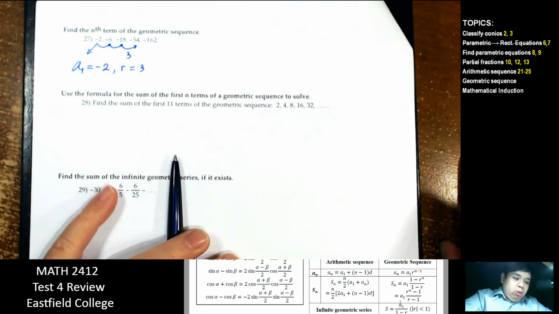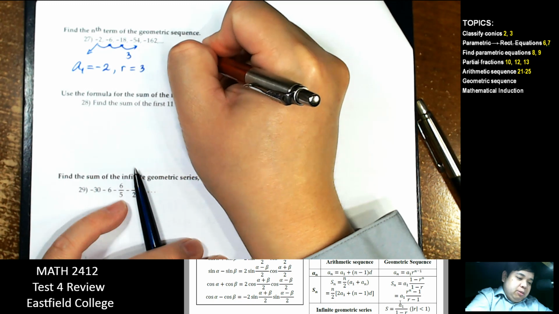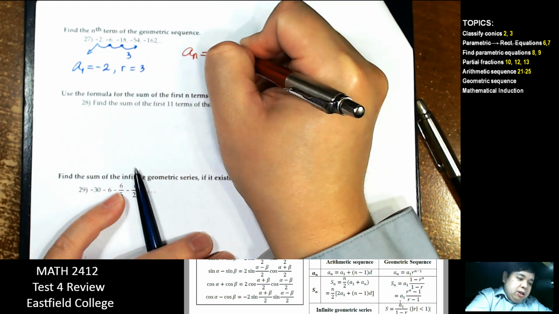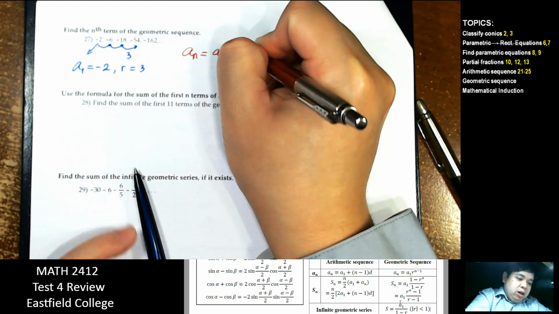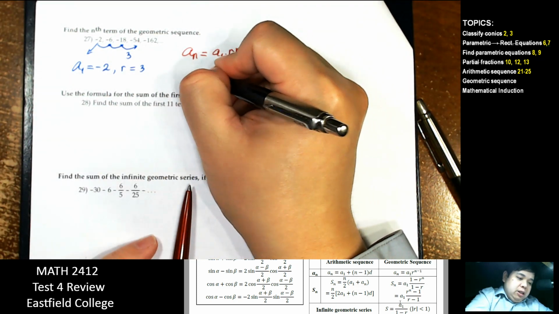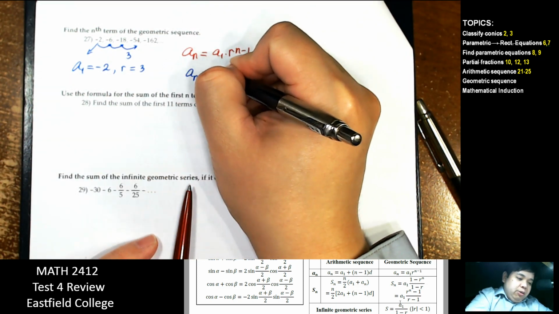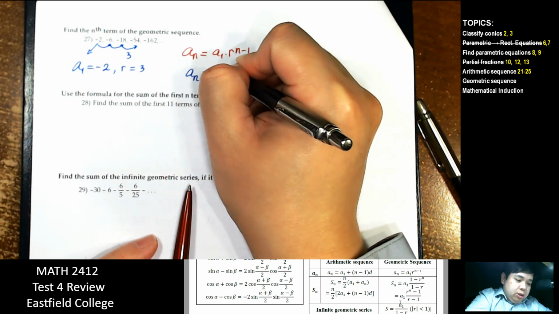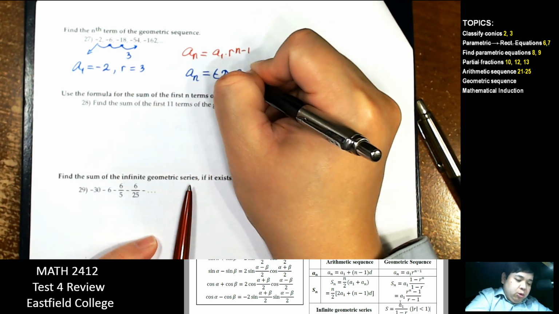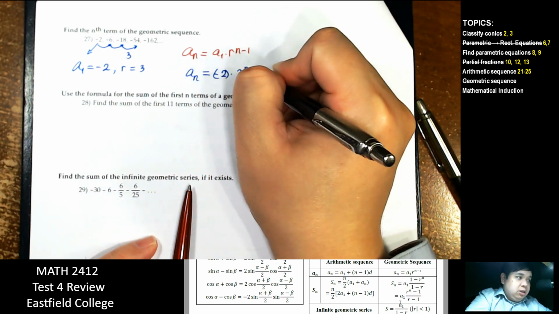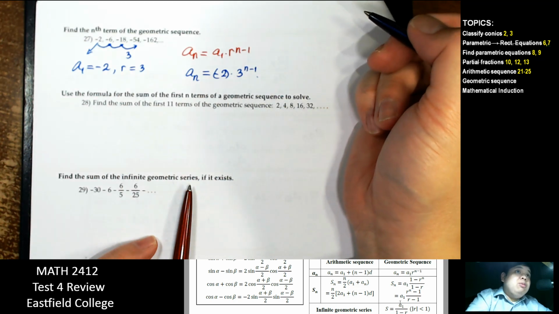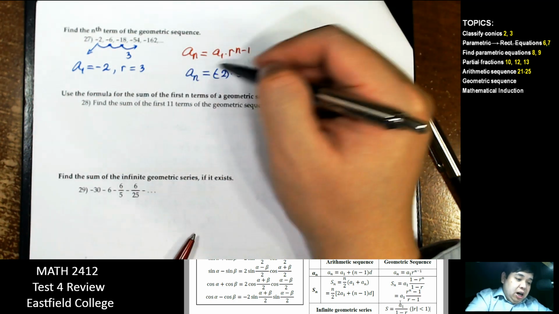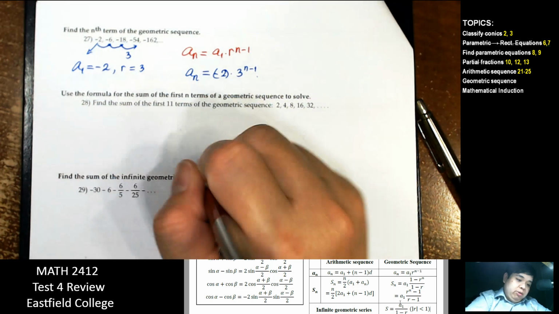So in general we have the nth term, the first term times r to the n minus 1. The first term we know is -2 and the ratio is 3, to the n minus 1. So pretty much that. The sum formula, again, is straightforward.